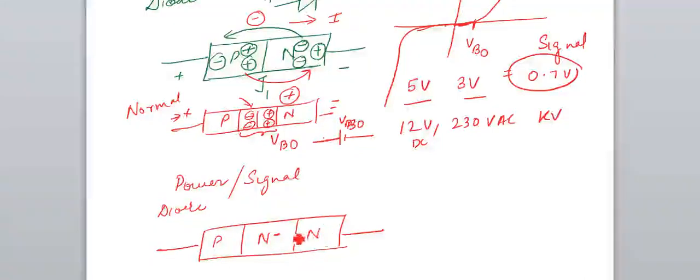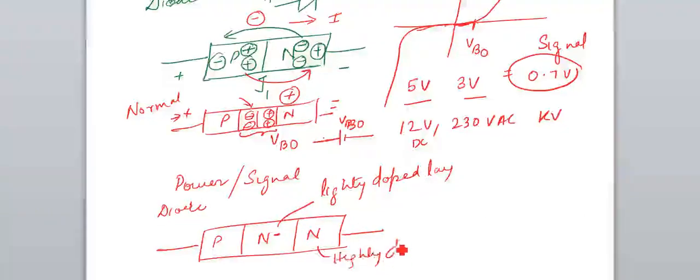Now what is the N minus layer? This is a lightly doped layer. This is a highly doped layer, and this is also highly doped. Lightly doped means the number of electrons or holes in this layer is less compared to the others.